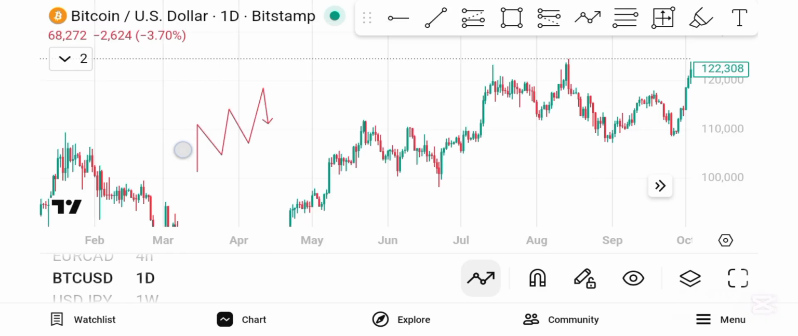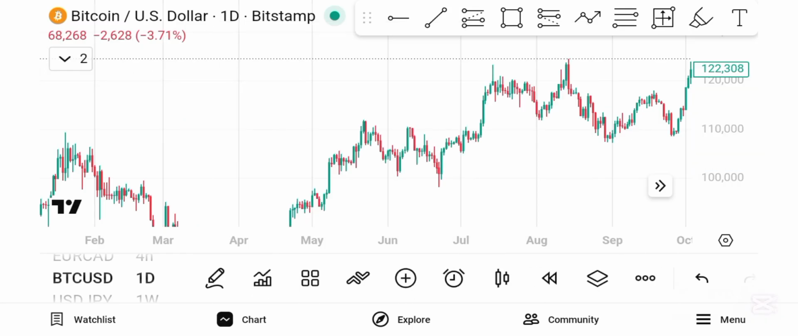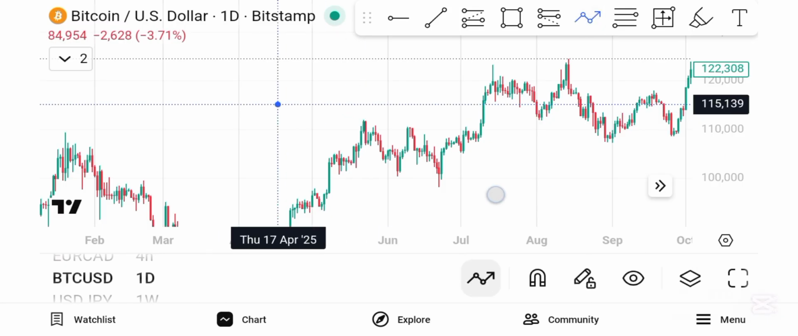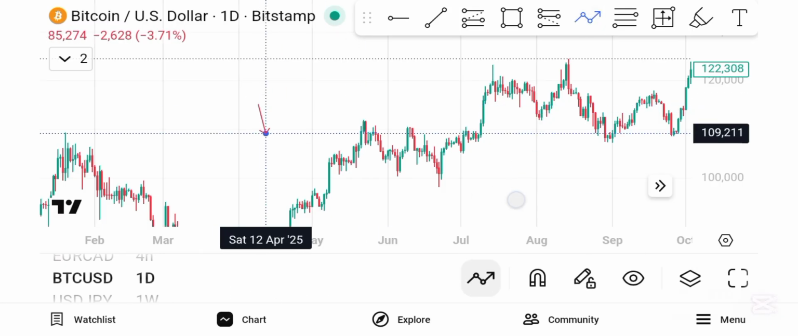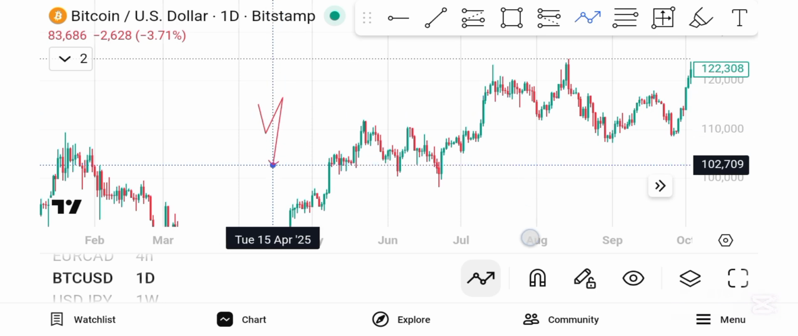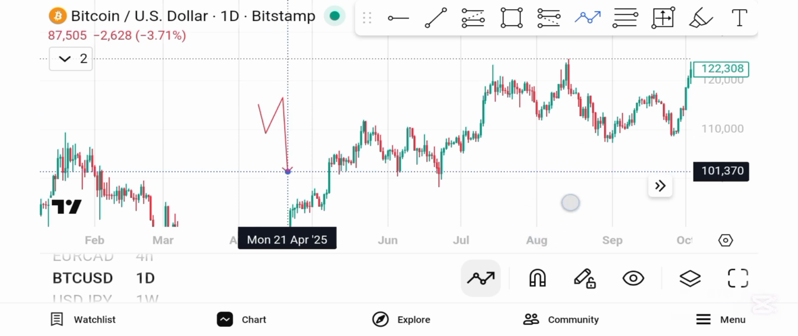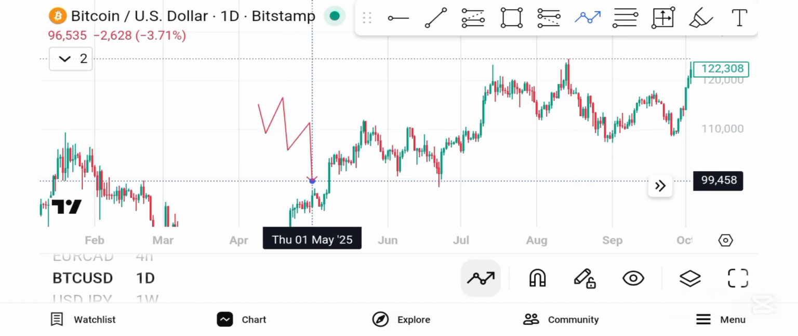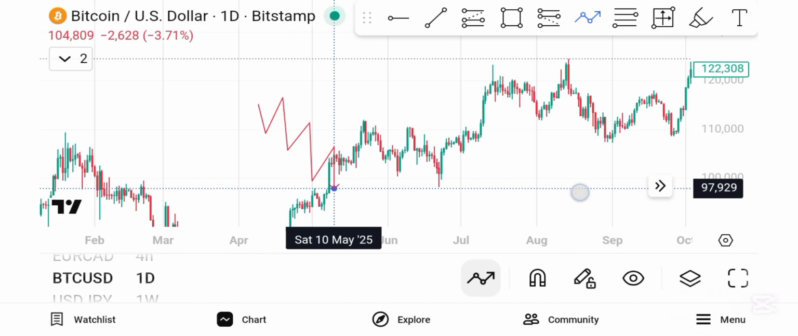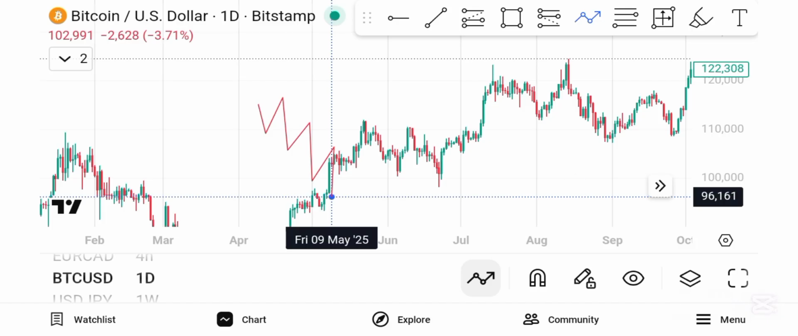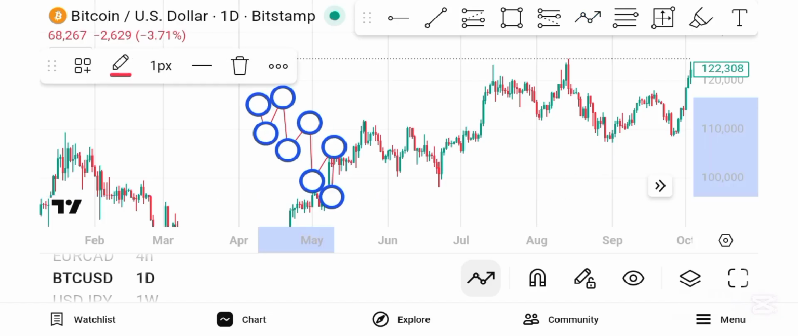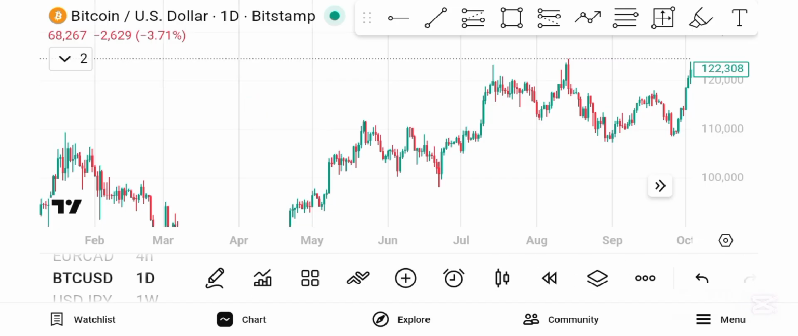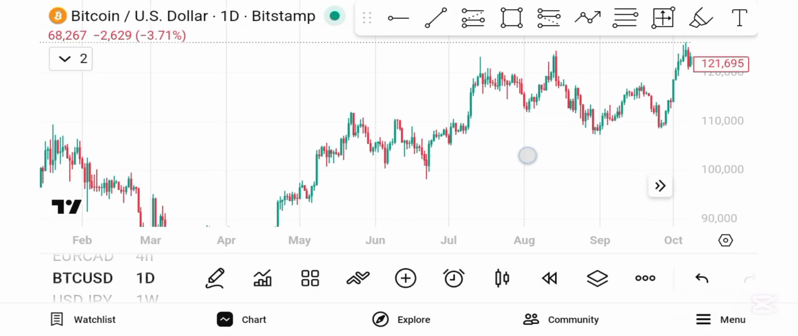Then the downtrend. We have the uptrend, the downtrend and the consolidating price market. This is the downtrend, when it forms lower high, lower low, lower high, lower low, lower high, lower low. This is a downtrend. You can also call it a bearish movement, a bearish trend. A bullish trend is for the uptrend, and a bearish trend is the downtrend.